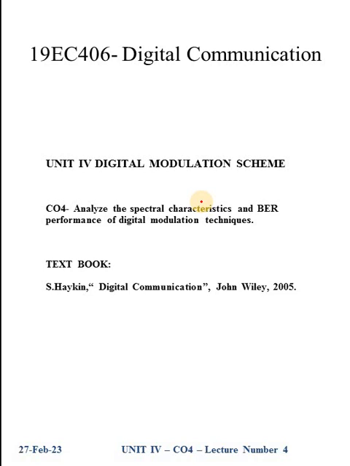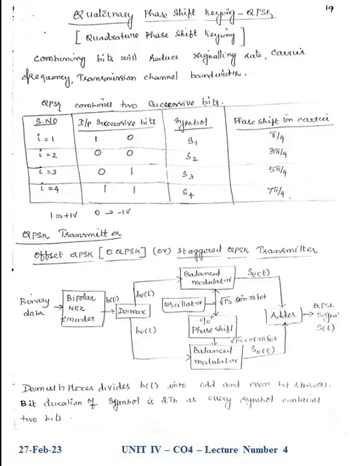Today's topic is QPSK from Unit 4, Digital Modulation Schemes. The course outcome of Unit 4 is to analyze the spectral characteristics and bit error rate performance of digital modulation techniques. In the previous classes we discussed two different modulation schemes: one is BFSK and another one is BPSK.